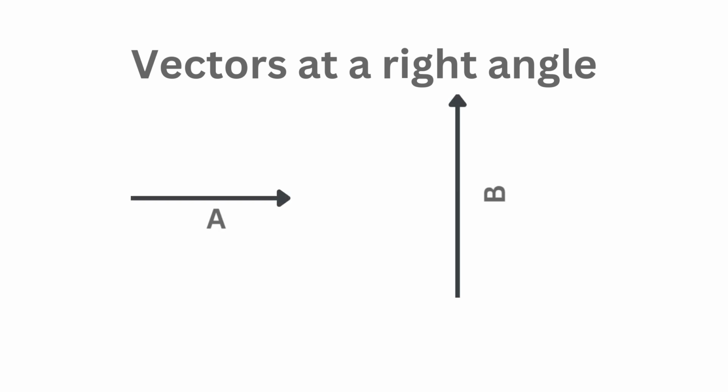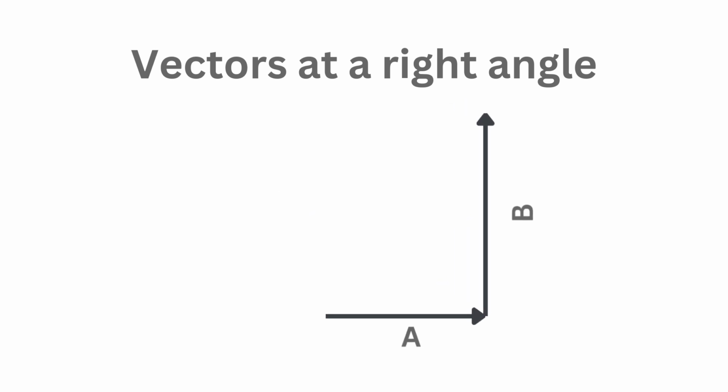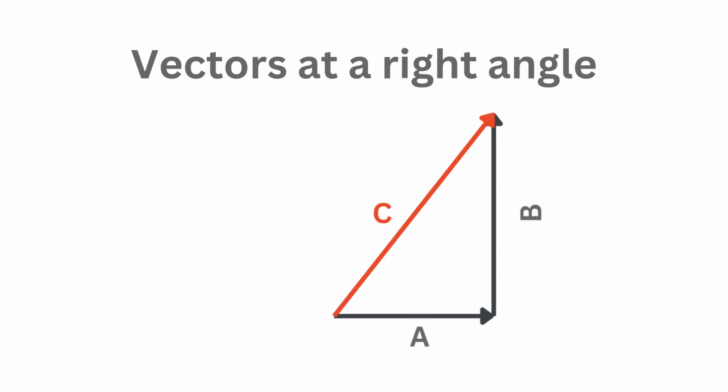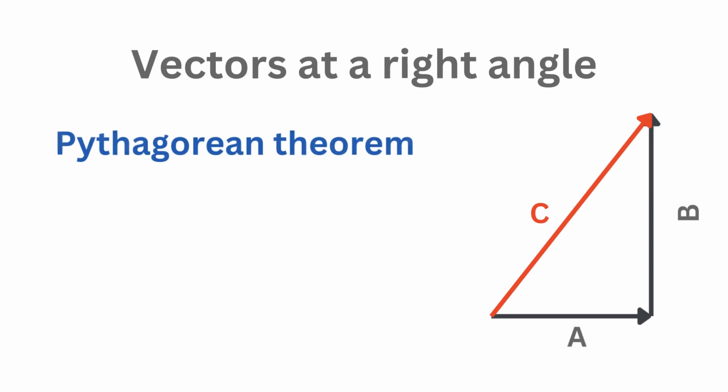Now let's move on to finding the resultant vector when 2 vectors are at a right angle to each other. Imagine 2 vectors, one pointing east and the other pointing north. Graphically, we can represent them as arrows forming a right angle, like the sides of a right-angled triangle. In this scenario, we can use the Pythagorean theorem to calculate the magnitude of the resultant vector. The Pythagorean theorem tells us that the square of the hypotenuse, the longest side of a right triangle, is equal to the sum of the squares of the other 2 sides.